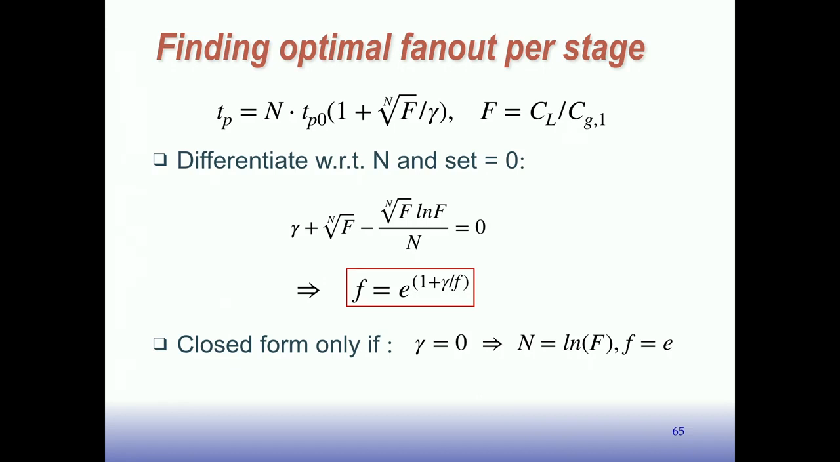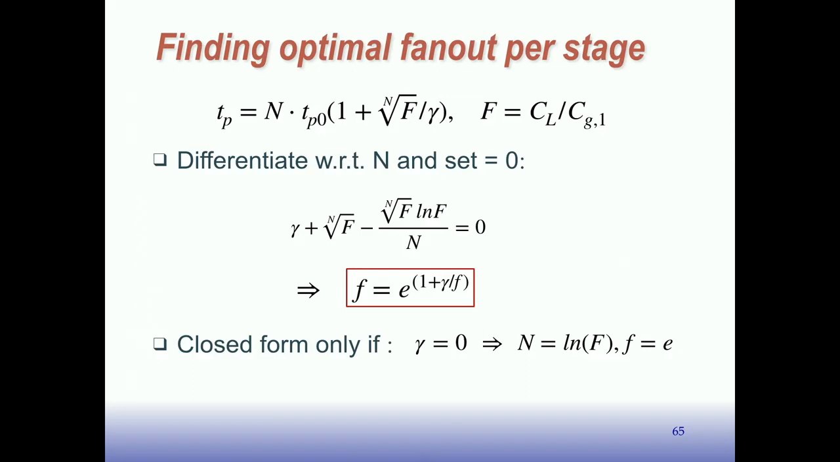If you do let gamma equal 0, and then n is natural log of f, or the small f, the fan out per stage, is e, right? The base of natural logarithm, 2.718. 2.7 is close enough. So that would mean, if you could choose, you choose n so that you scale up by this factor of e at each stage, and then let n be the closest integer that matches. So that was kind of a cool result, but unfortunately, we can't ignore gamma.